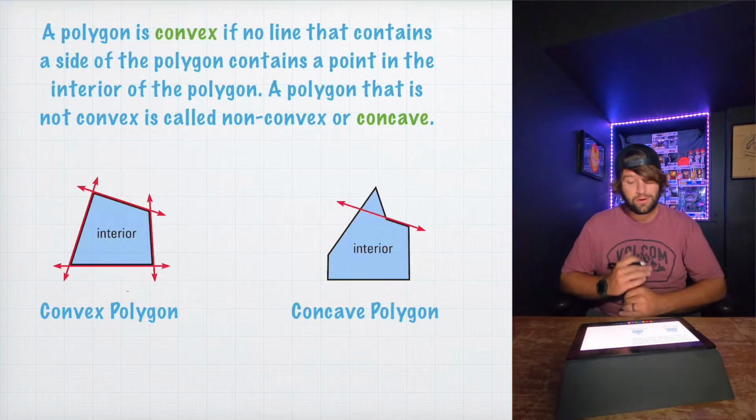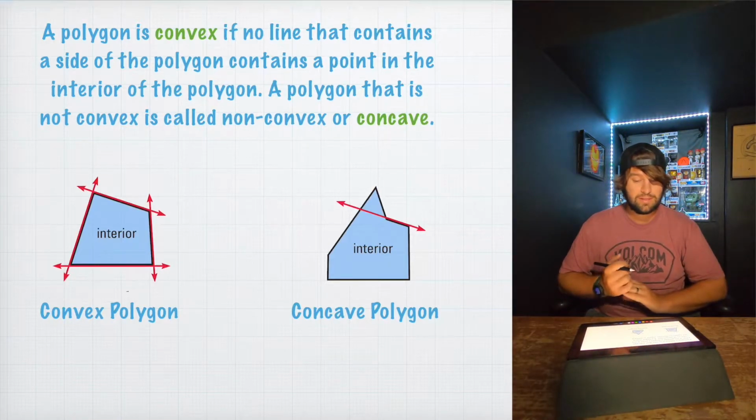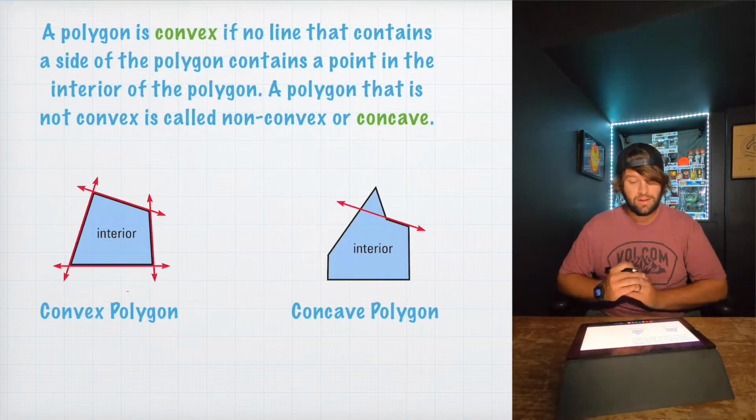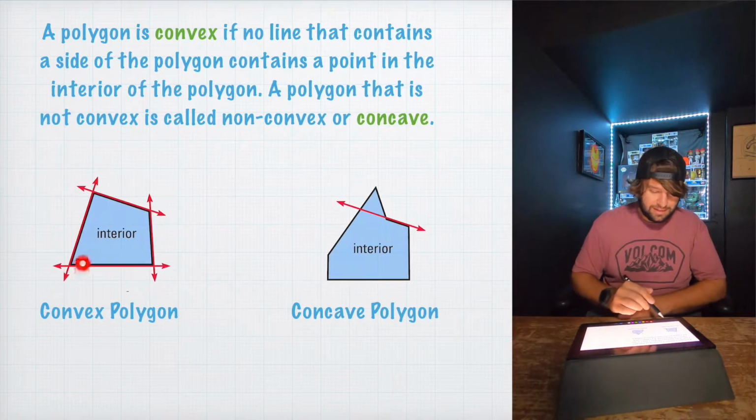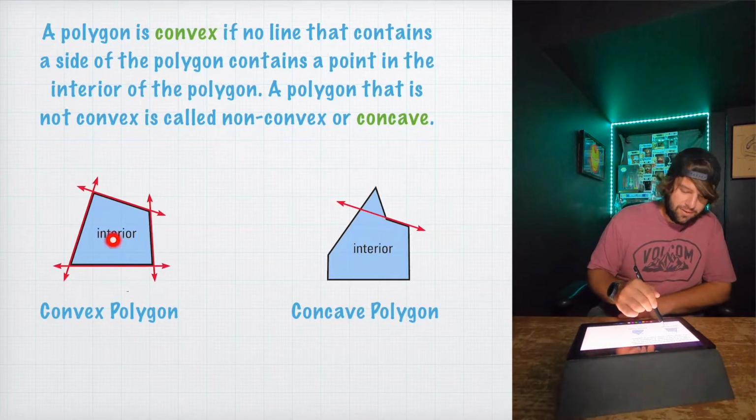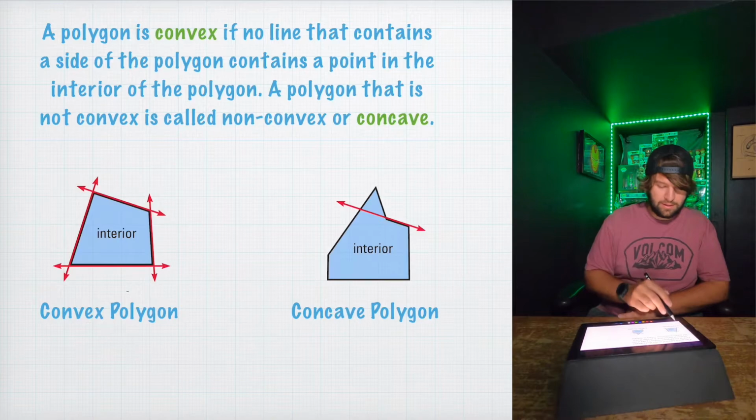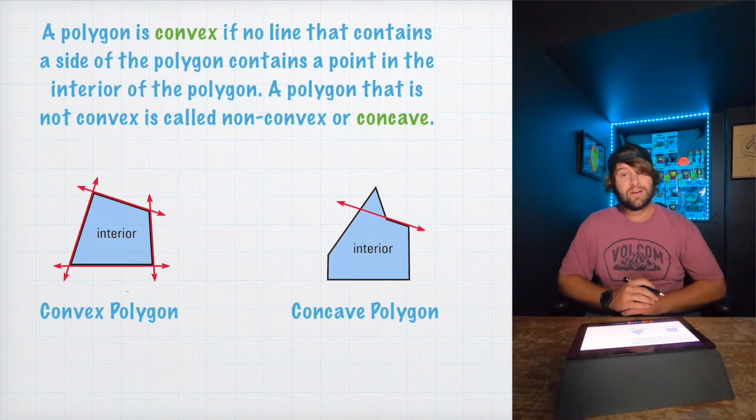Anyways, so now we're gonna learn about concave and convex. A polygon is convex if no two lines that contain a side of the polygon contains a point in the interior of the polygon. A polygon that is not convex is called non-convex, or the term we use is concave. So all that is saying is if you were to draw a line on each side of this polygon, if it never extends through it, it's convex. Here they show you if you draw a line along this side of this polygon, it cuts through. So that's a concave polygon.